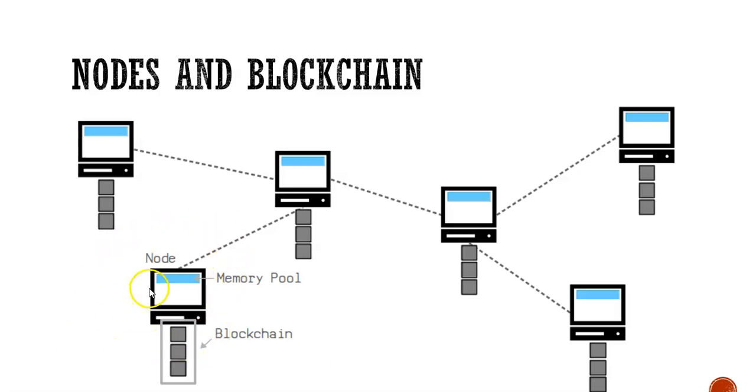Each node in the blockchain will have something called a memory pool, and each node will have the set of blocks which is called the blockchain. So the copy of the blockchain will be available with all the nodes in the entire network. What is this memory pool, or mempool? Any transaction that is happening will be stored in the mempool. Let us see what steps will happen.